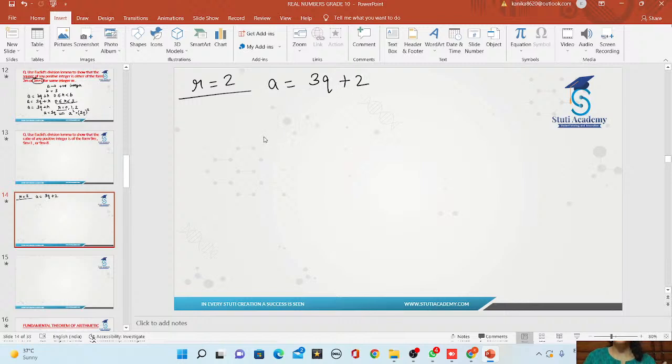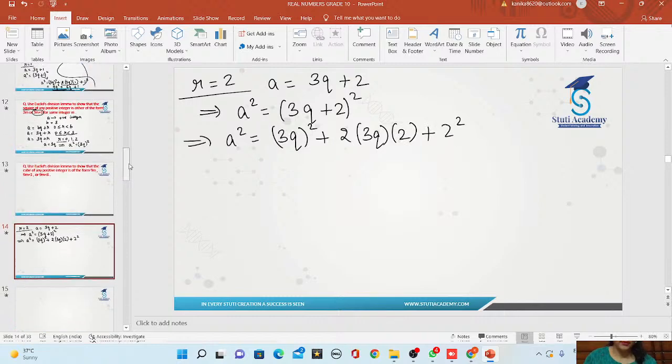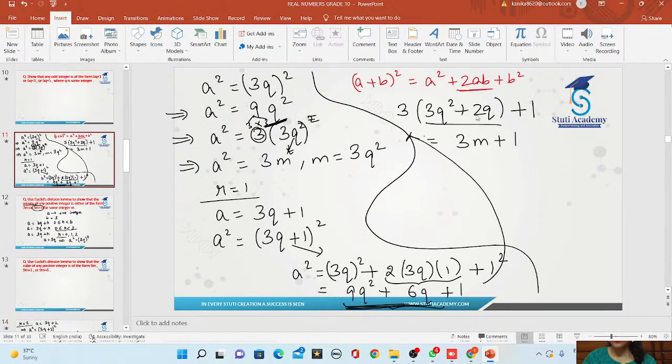So we want to prove the square of a. We'll again take the square of a on both sides. So we'll get (3q plus 2) square. And we can just open the bracket here. We can write it as a square plus 2ab plus b square. So I am referring to this particular identity: a square plus 2ab plus b square.